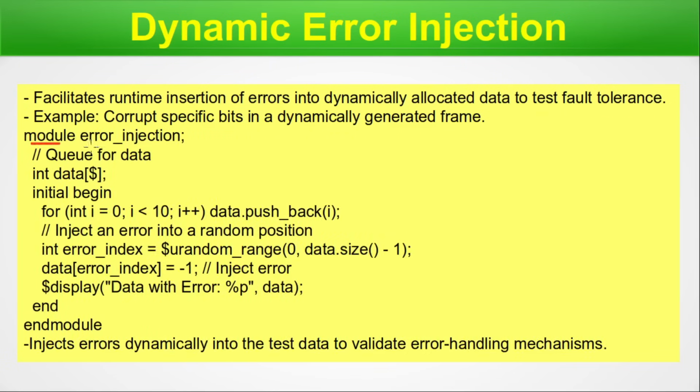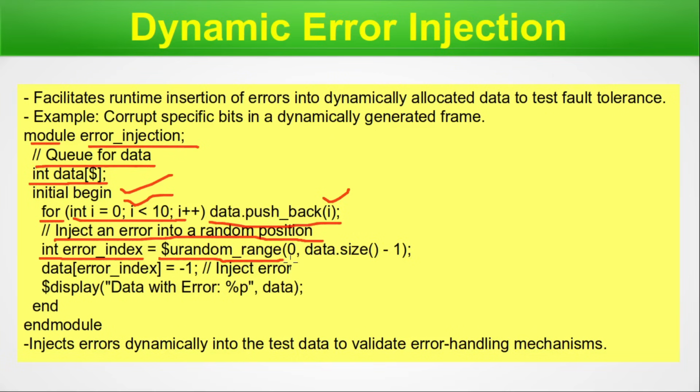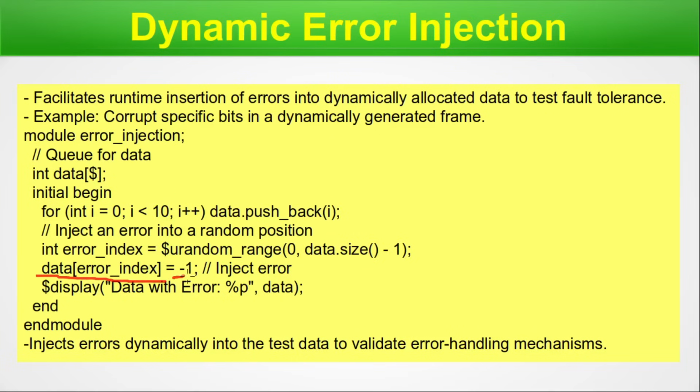Here we define the module error injection, and here we have the queue for the data. We define the queue for the data as this, and then we start our initial block. We use a for loop, that is a conventional for loop, for pushing back the data for each of the indexes. Now we tend to inject an error into a random position. We have the error index here and we have the random variable to generate it, and here we use the range from 0 to data size minus 1. Here the data, then error index, then minus 1. This is the error. We inject it, and then once everything is done, we use the print-like statement, that is display, and here we print the entire data. We end the initial block here and we end the module here.